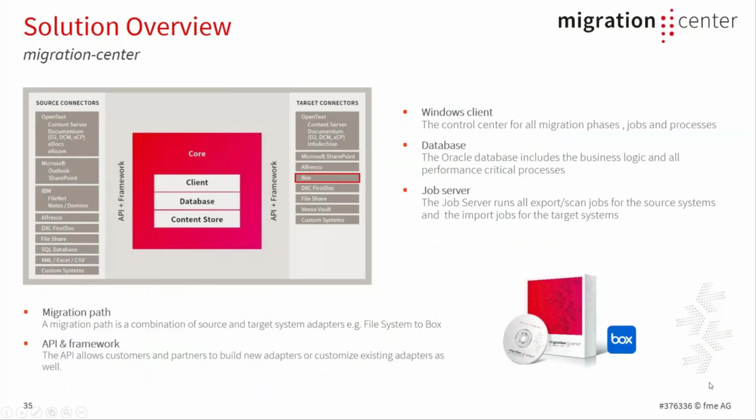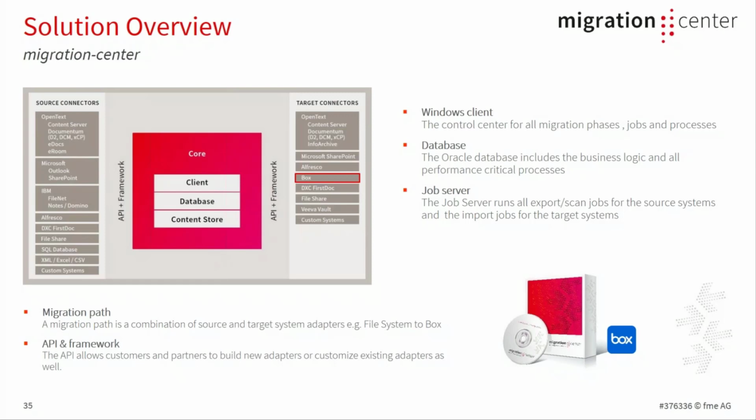Let's look a little bit at the architecture. Migration Center comes with three main components. This is a Windows client, which is the control center. Everything is really based on a client, so there are no XML files or scripting necessary. This control center is mainly used to control all the migration phases we saw on Frank's slides, and the jobs, the processes, the transformation rules and stuff like that.